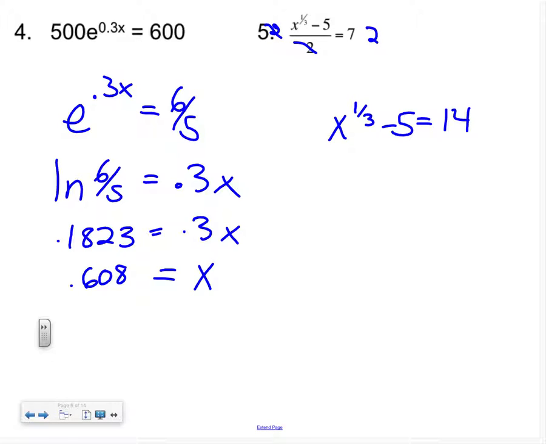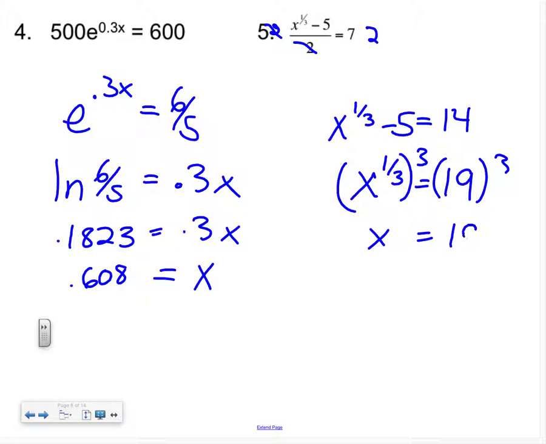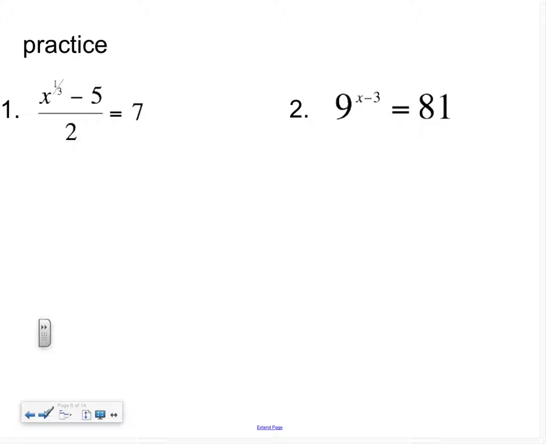All right, and then what? Add 5. So x to the 1/3 is 19. This is not an exponent I take a log with, right? How do I get rid of the 1/3? Cube it, right? So good. So I cube it. So x would be 19 cubed, whatever the heck that number is. It's a big number. Okay? All right. So there's that whole idea with exponential equations.